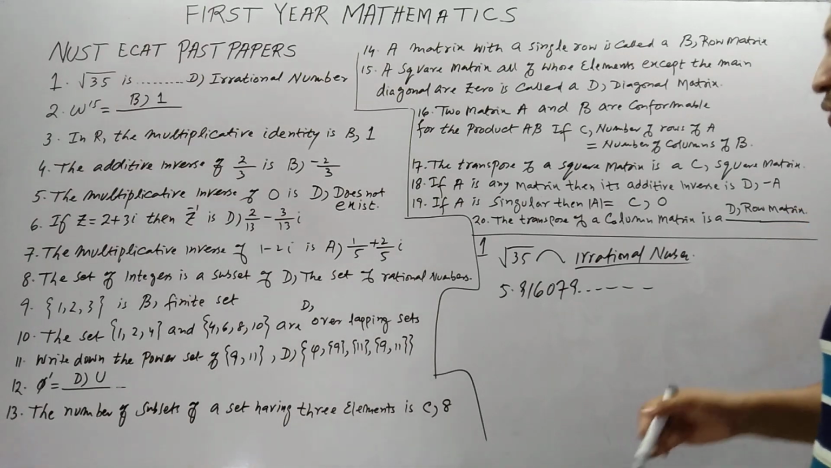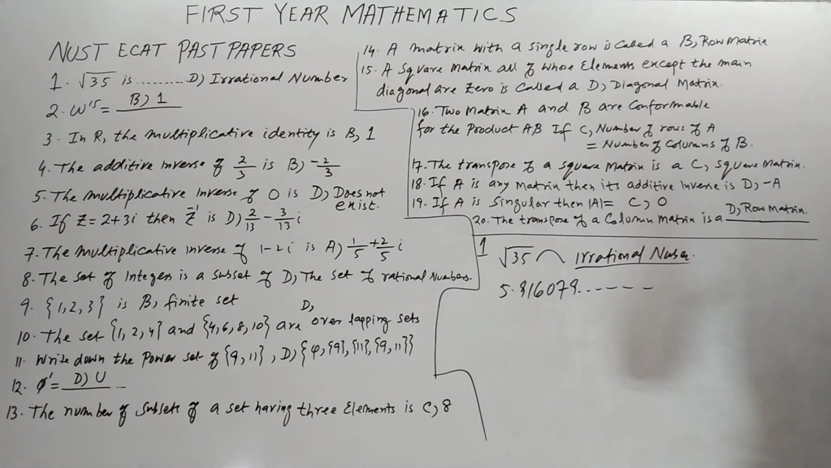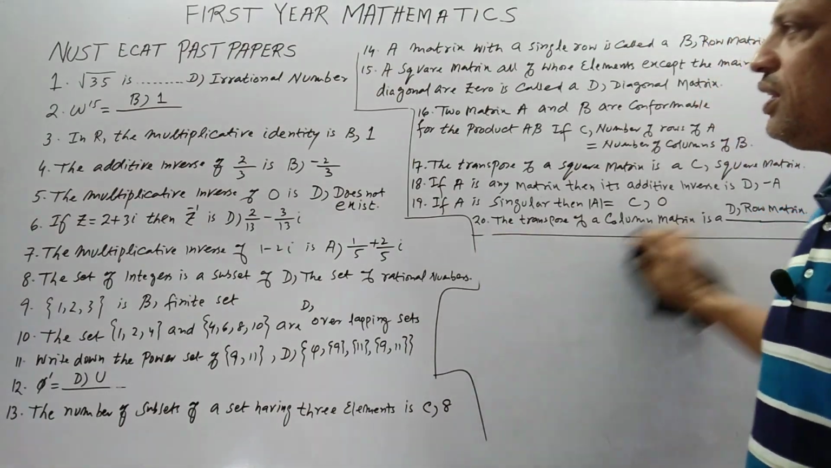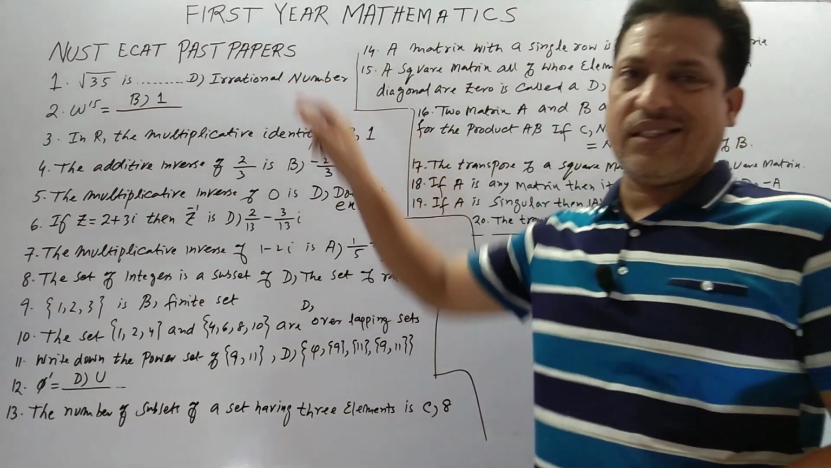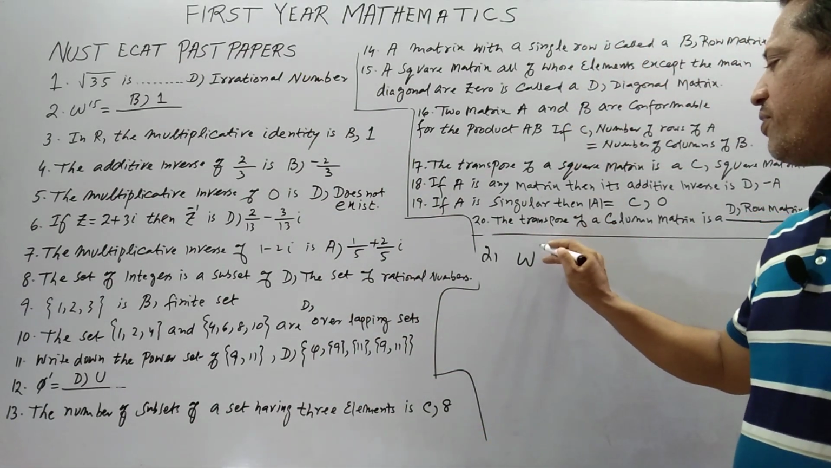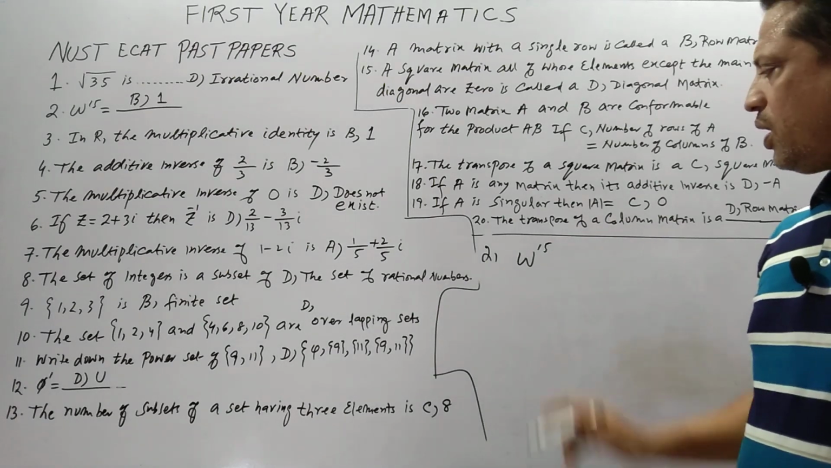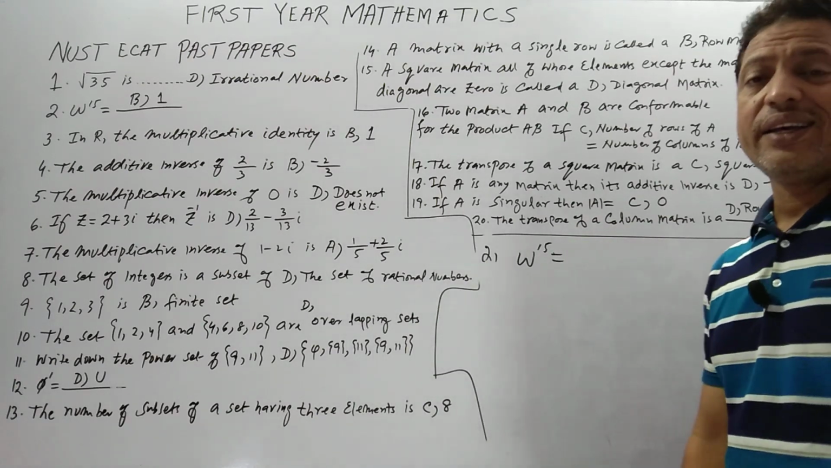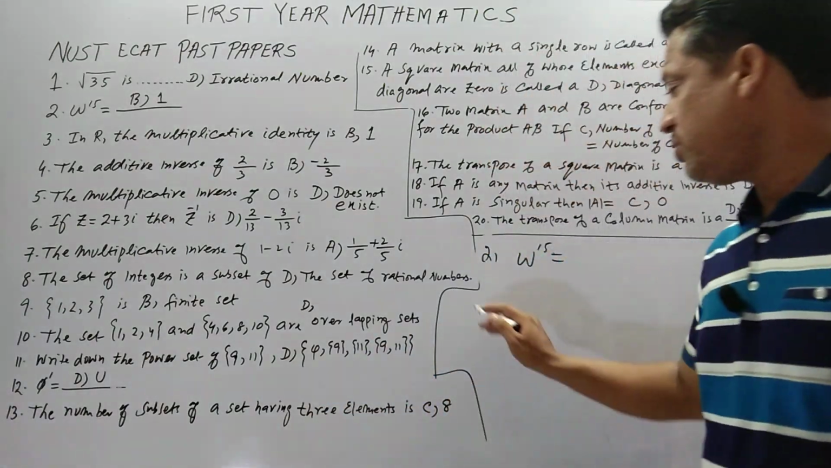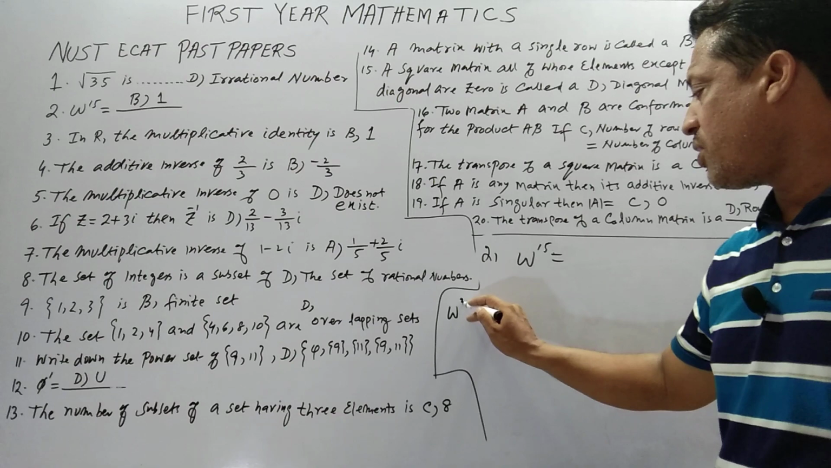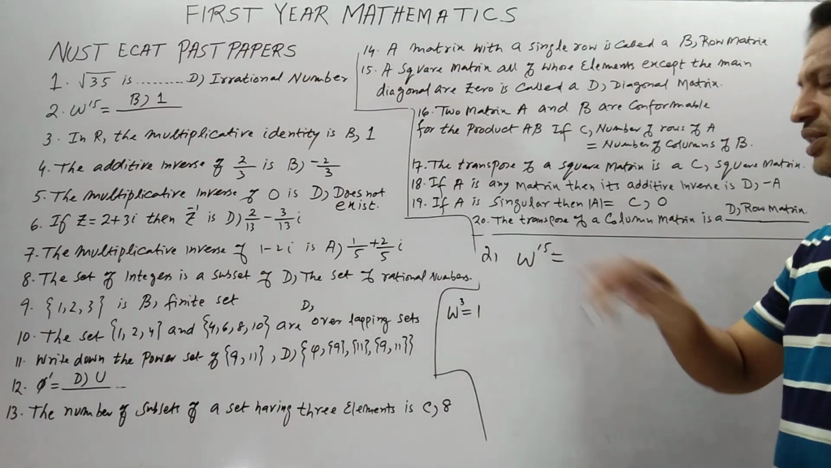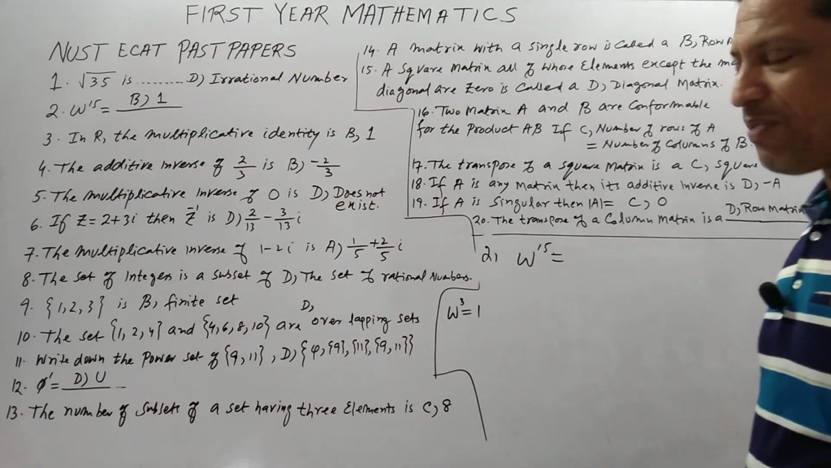Now come to question number 2. So the answer of question number 1 is option 4, which is irrational number. Come to question number 2. Omega power 15 is what? Students, omega is called the cube root of unity, and we must know that omega cube is always 1. This is the property of omega. So we have to find omega power 15.